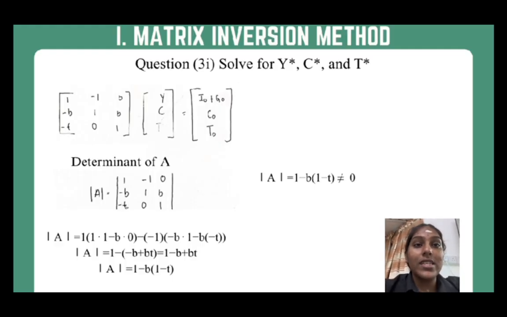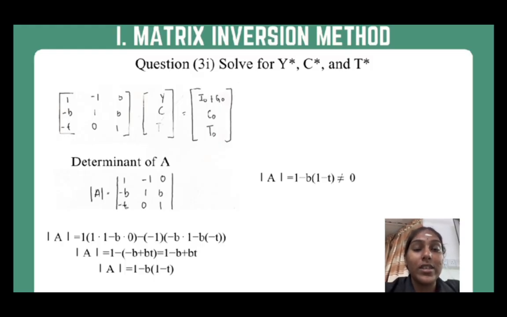Next, we consider the second element in the first row, which is -1 according to the determinant expansion rule. We subtract this value multiplied by the determinant of its minor matrix. The third element in the first row is 0. Since any value multiplied by 0 equals 0, this term does not contribute to the determinant and can be ignored. So after evaluating the determinants of the minor matrices and simplifying the expression, we obtain the determinant of A as (1 minus b) times (1 minus t).